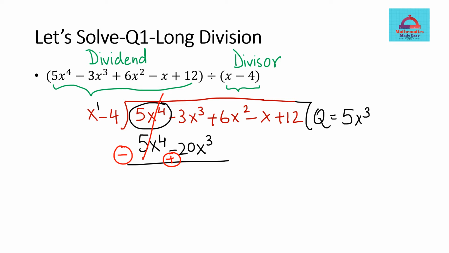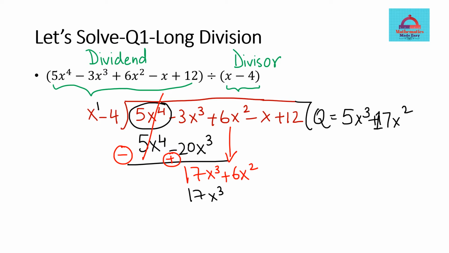Now this is plus 20 minus 3, so 17x cubed. Carry forward the next term, and now let's see what division we need to do. So we already have x, we need 17x cubed, so the next term will be 17x squared. The same term you get, and this 17x squared will also be multiplied with negative 4. So it is going to give you 17 times 4 with x to the power 2.